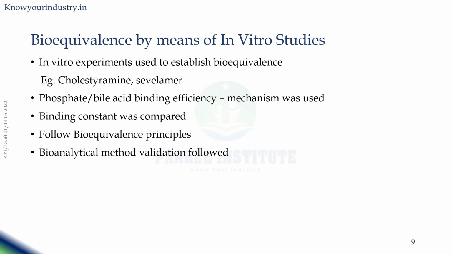So these are molecules which don't have any absorption in the gastrointestinal tract, and how fast the binding happens and to what extent the binding happens will be compared. Like bioavailability, the rate and the extent of the absorption of the drug into the systemic circulation, here it is the rate and the extent of the binding. If it is comparable for both test and reference product, that will be used for the bioequivalence assessment. So the binding constant will be established, and these kinds of studies follow the bioequivalence principles and the bioanalytical method validation protocols, and are generally considered as in vitro bioequivalence studies.